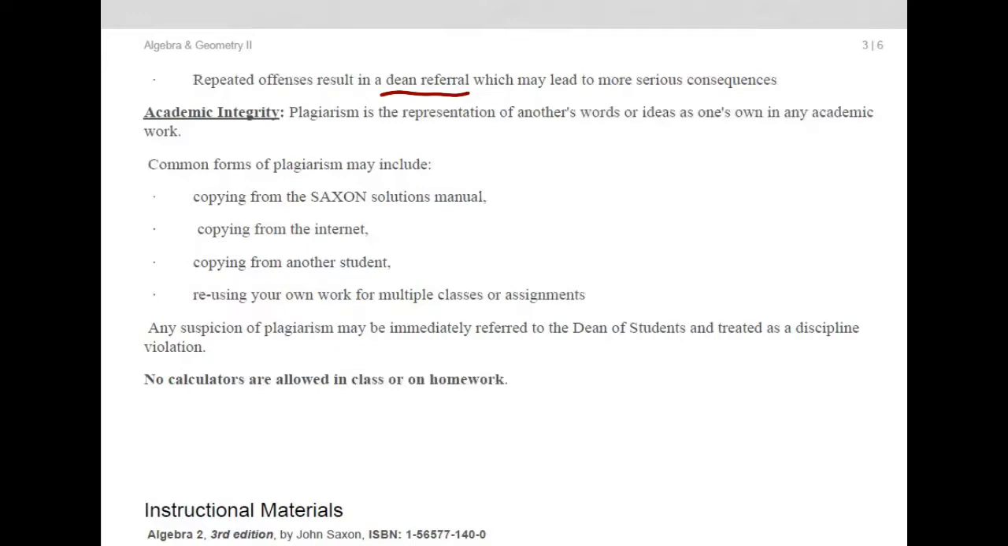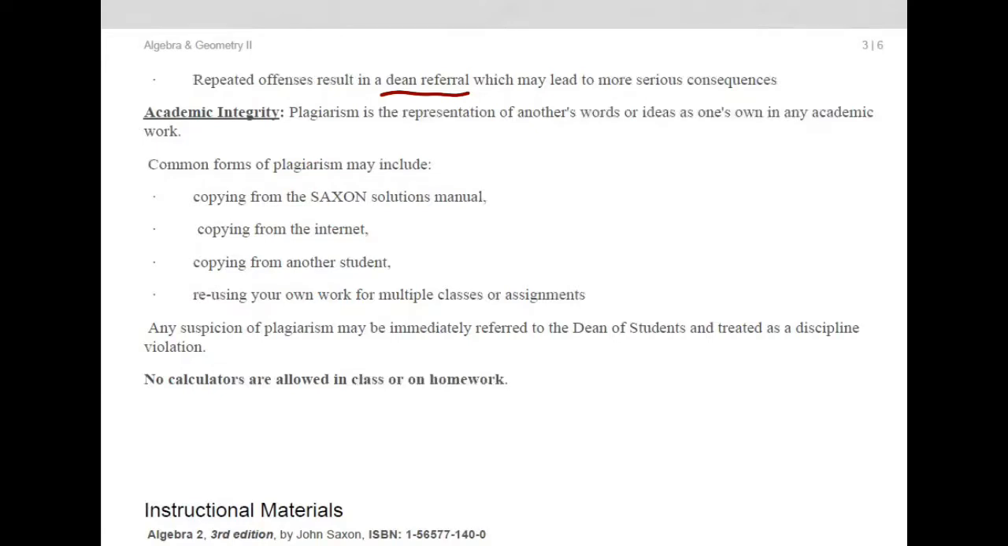Okay, a quick note on academic integrity. Please do not plagiarize, all right? In math, that typically means copying homework, copying from your neighbor potentially during a test, or through some other means. So also, if you're copying from the Saxon solution manuals, copying from the internet, copying from another student, reusing your own work for multiple classes or assignments, all those are considered to be plagiarism.